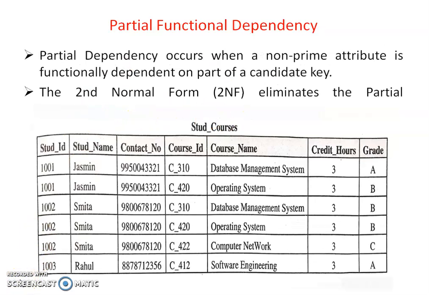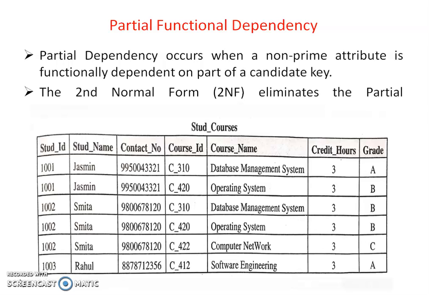Now the next type of functional dependency is partial functional dependency. It occurs when a non-prime attribute is functionally dependent on a part of the candidate key. It means only a relation with a composite primary key. Partial functional dependency occurs when one or more non-key attributes depend on a part of the primary key.